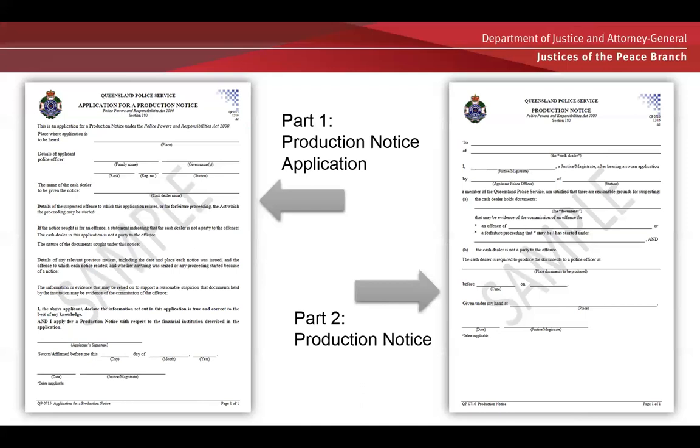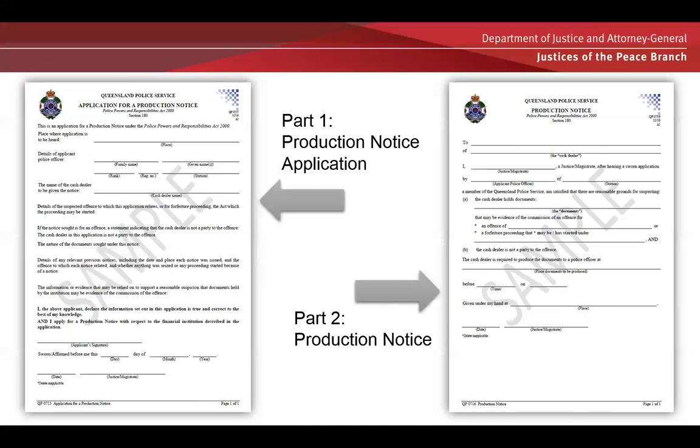Then you need to check that it's got the applicant's name, their registered number and station, a brief description of the offence it relates to, preferably with the section of the authorising act. Okay, the nature of the document sought, including the name of the cash dealer, and then the story or the information or evidence relied upon to support that officer's suspicion that the documents, indeed with the cash dealer, form part of evidence for a commission of an offence.